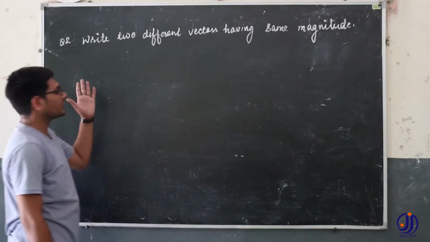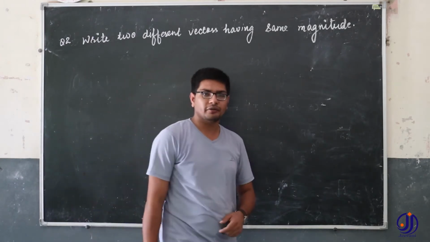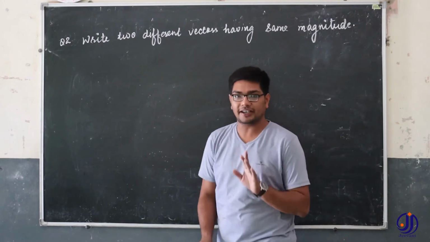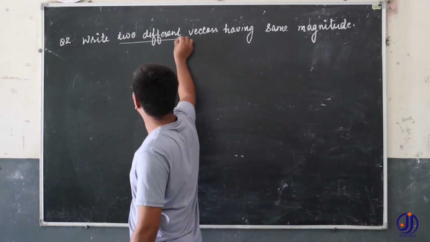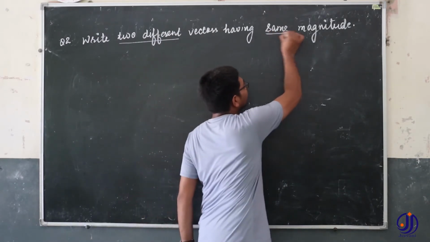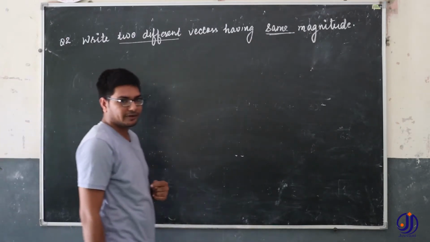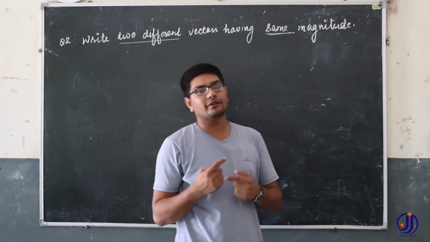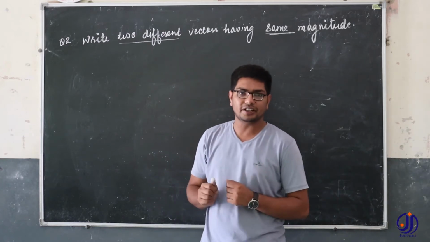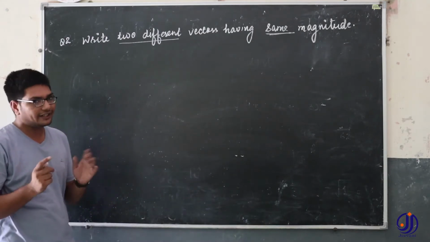Okay, now we will move on to question number 2. Question number 2 is written on the blackboard. Write two different vectors having the same magnitude. In this question we have to write two vectors whose magnitudes are the same but they are aligned in different directions. So the vectors must be different and the magnitude must be the same. Their x component, y component, z component must have the same values, only then they can have the same magnitude. And it is possible that their signs may be different so that the vectors can be different.